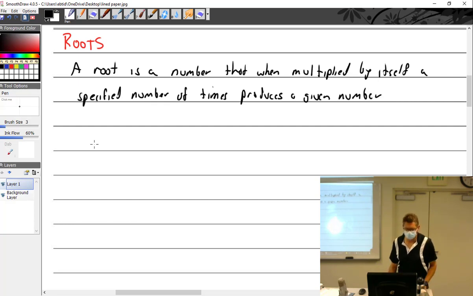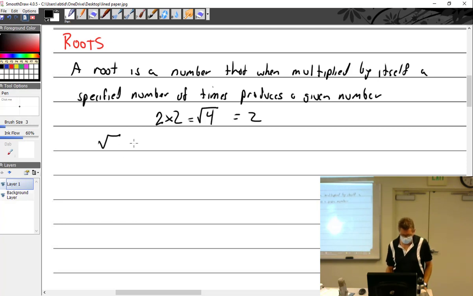Which is to say, a number that when multiplied by itself, so we can take 2 multiplied by itself a specified number of times, so that's one time, is going to equal 4, right? So the root then of 4, which is the square root of 4, is equal to 2, which is what they're trying to say, but a very difficult way of saying it. So this thing is called a radical sign. A radical sign. So square root.